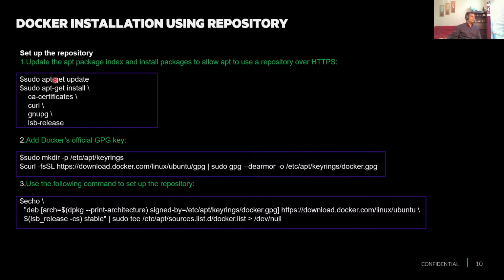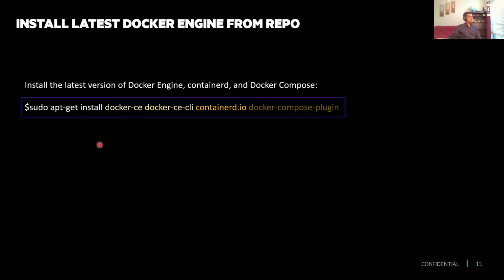To set up the repo, we'll update the apt package indexes, and then install all the packages required to use the repo over HTTPS. Also, we have to use the GPG key. So we'll create a directory, and in that directory, we'll download the keys. Once we have the base packages and the key available, we set the repo for future use. So things are already set up.